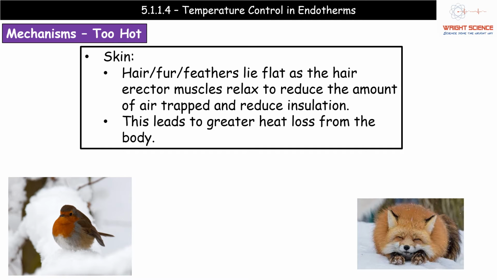The next bit on the skin that we may have: fur, hair or feathers. Any of those fluffy bits on the outside are going to have the ability to trap air against the skin. So if we're too hot, the hair, the fur, the feathers are all going to lie flat against the skin surface. And they're going to do this because the erector muscles of the hair are going to relax.